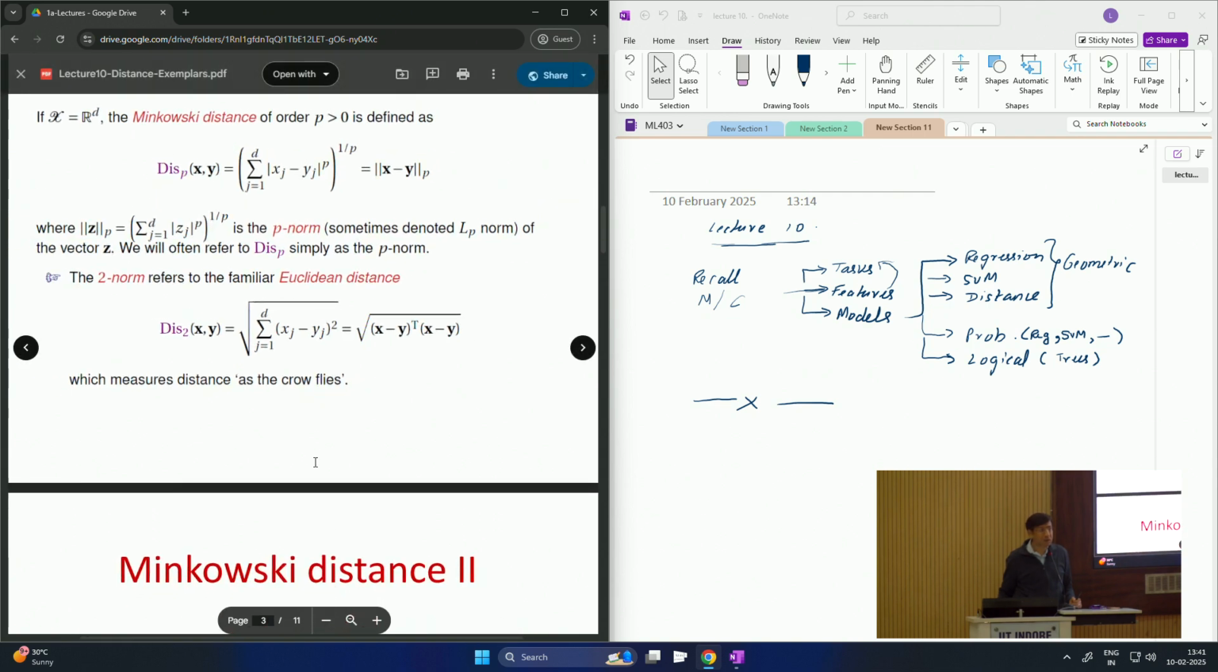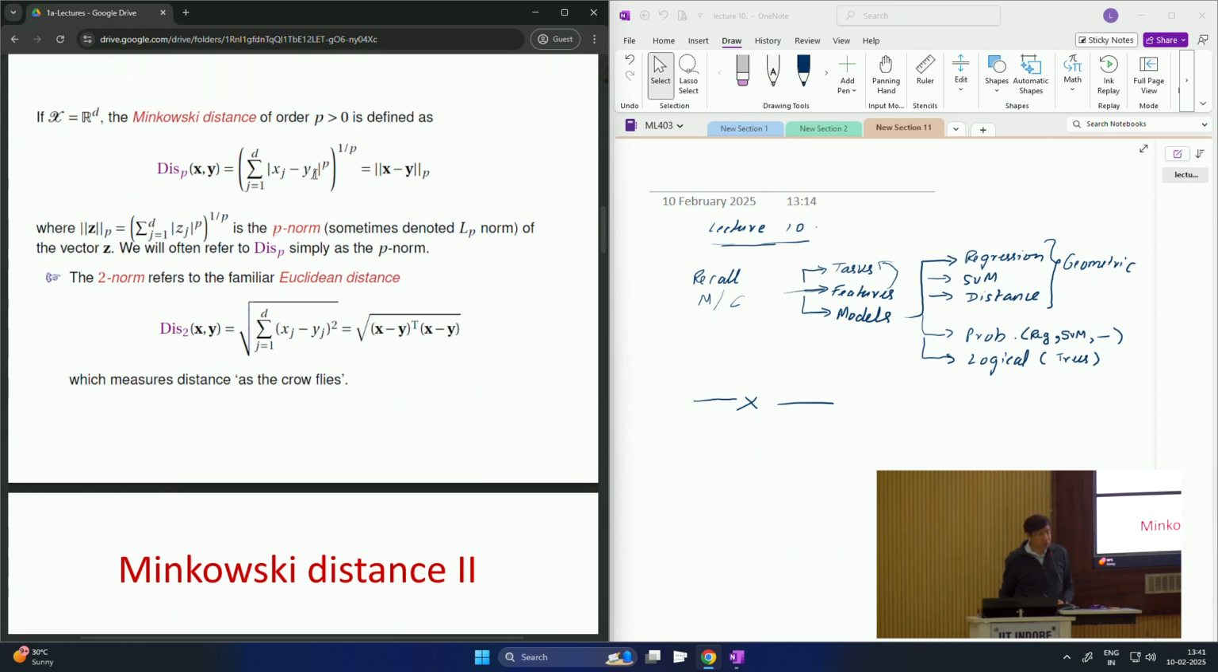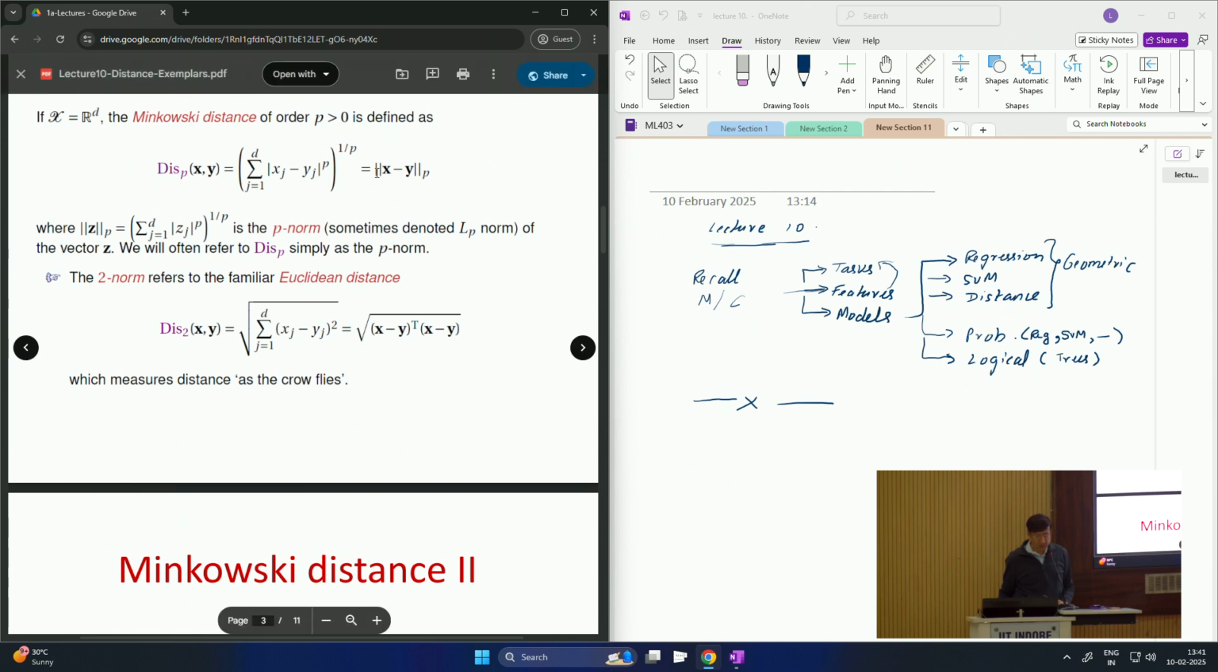Is it readable? Okay. So what is Minkowski distance? Basically you have x and y, which are 2 components of your input space, and then component-wise you take the difference, you take the norm, put it to the power p and take the pth root. That is what the Minkowski distance is.